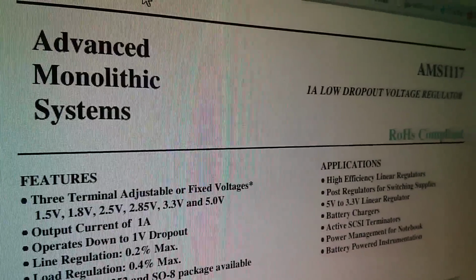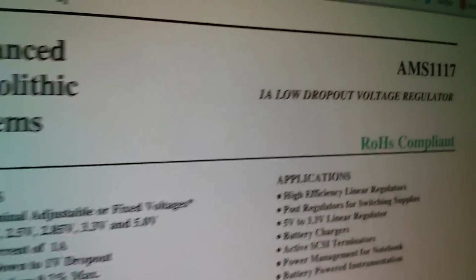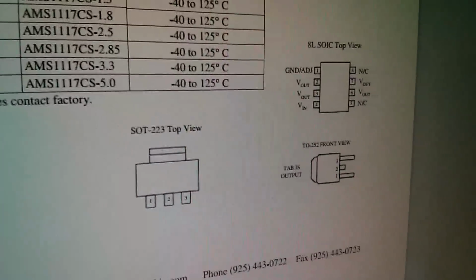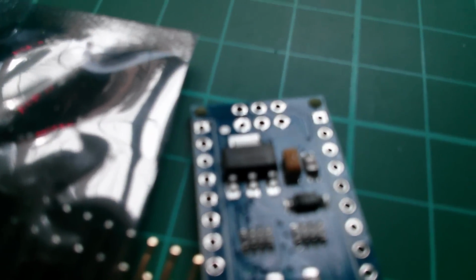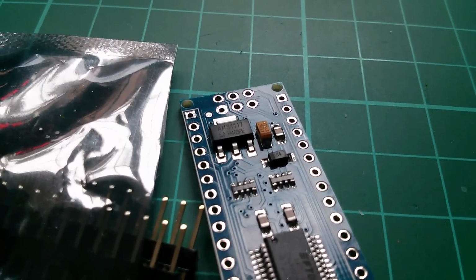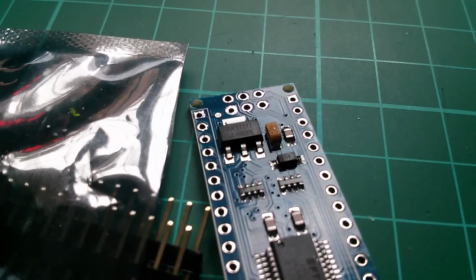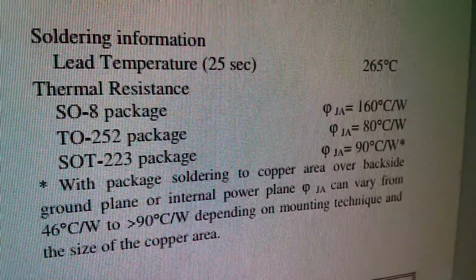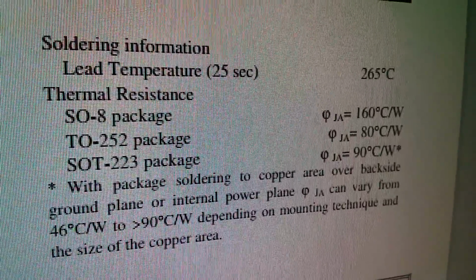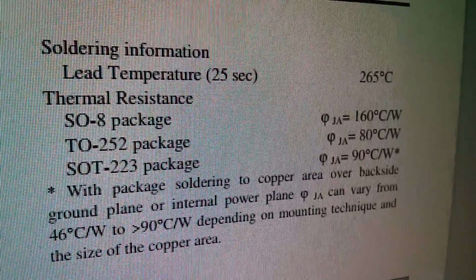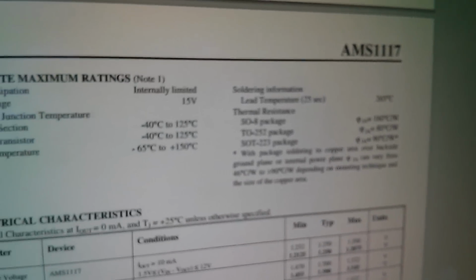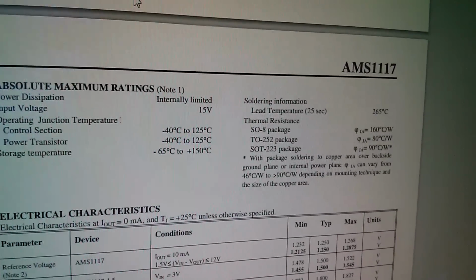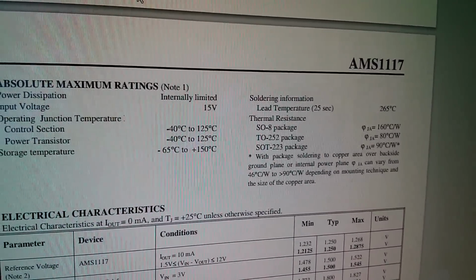So here's the datasheet for the AMS 1117, and it says it's a 1 amp low dropout voltage regulator. Now, if I come down, there are three package types, and one of them is the SOT223, and I'm pretty certain that the regulator on the back of the Nano is the SOT223. It looks like the dimensions all seem to tie up. Now, it says here that the SOT223 package has a temperature rise of 90 degrees per watt, which would mean that if you're drawing 5 watts, this thing could conceivably get up to about, I don't know, 400 and something degrees, and that's not practical. So I suspect that this regulator isn't going to be able to dissipate 1 amp continuously in the SOT223 package.